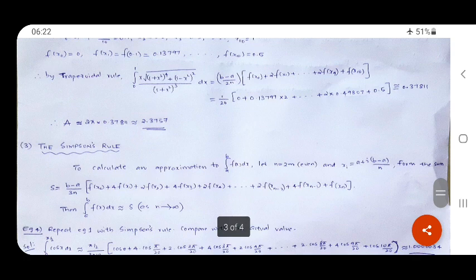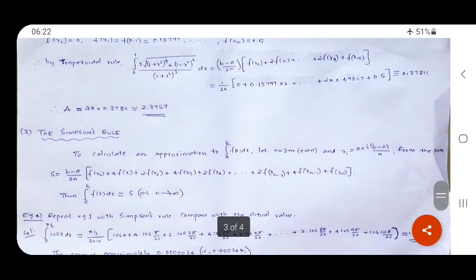The final one is Simpson's rule. What we do is calculate an approximation to integral a to b f of x dx. We assume n is equal to 2m, so we always assume that the number of partitions is an even number. And again xi is equal to a plus i into (b minus a)/n, and form the sum (b minus a)/3n into [f of x0 plus 4 times f of x1 plus 2 times f of x2 plus 4 times f of x3 plus 2 times f of x4.